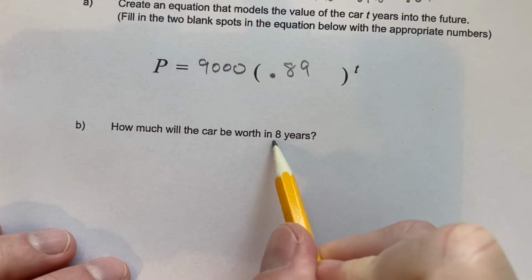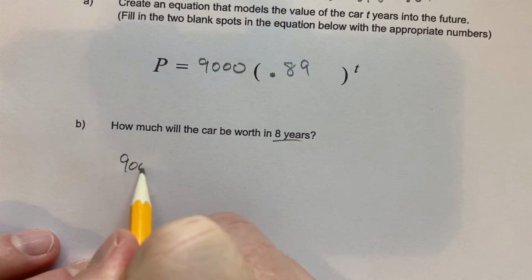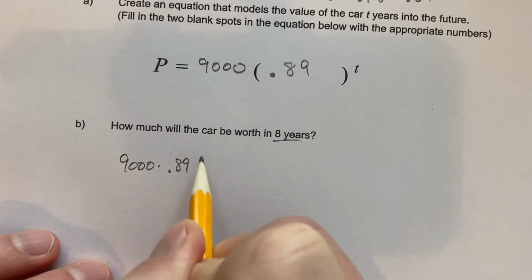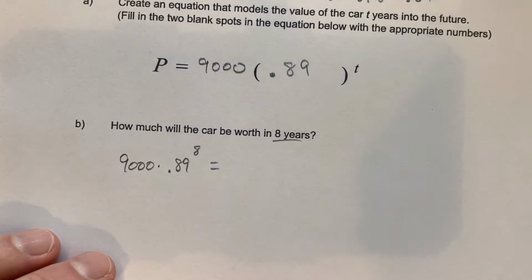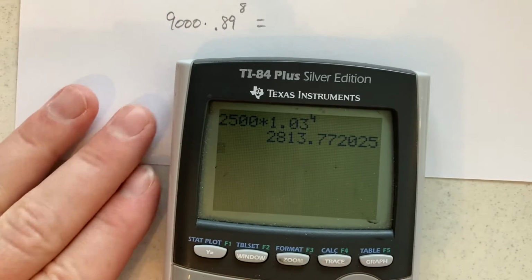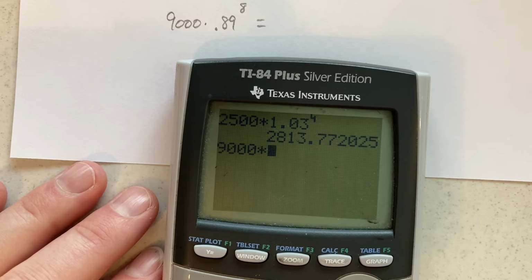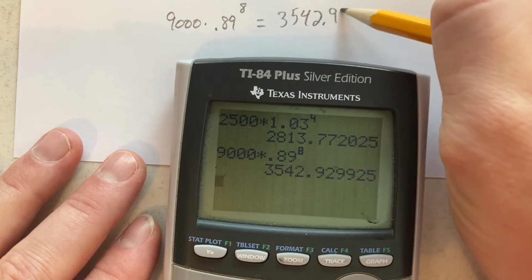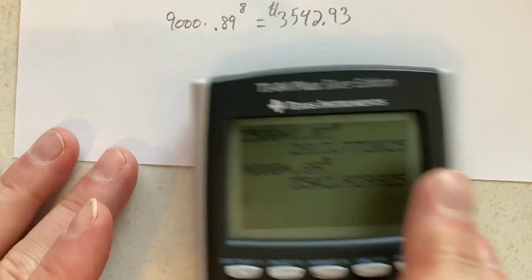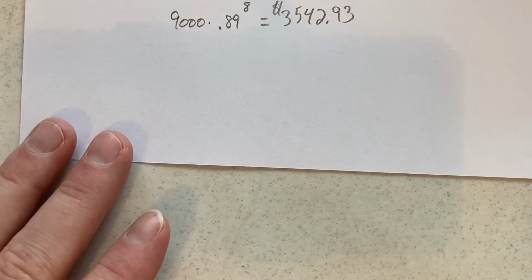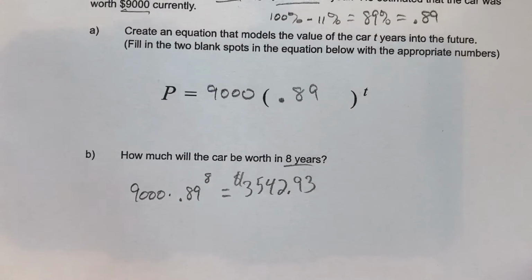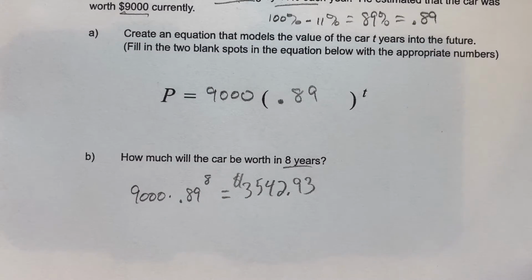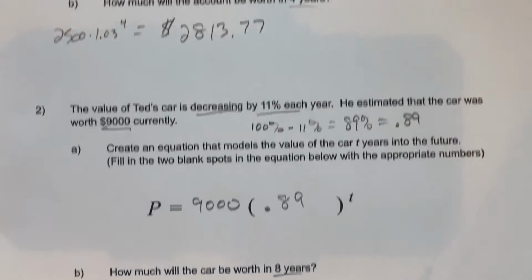Okay? So then how much will it be worth in 8 years? We're going to go 9,000 times 0.89 to the 8th power. All right, so I take my calculator and go 9,000 times 0.89 to the 8th power, enter, and I get 3542.93. $3,542.93. That's how much this car would be worth in 8 years from now. So that's creating the equations and using them. Hopefully that feels pretty good.